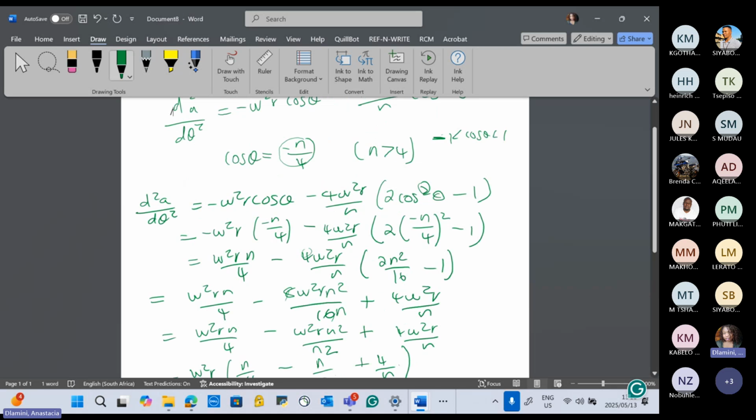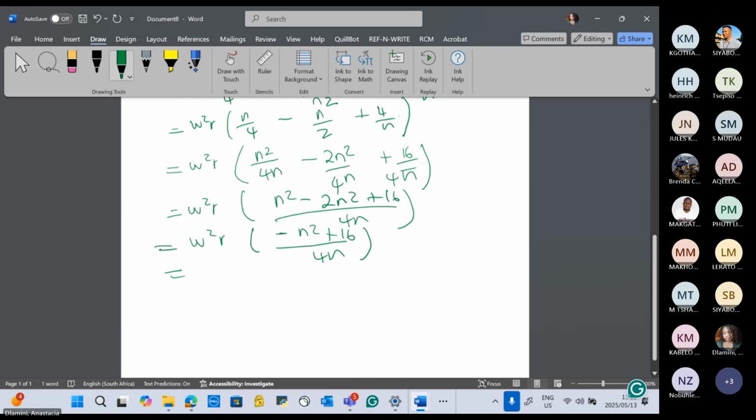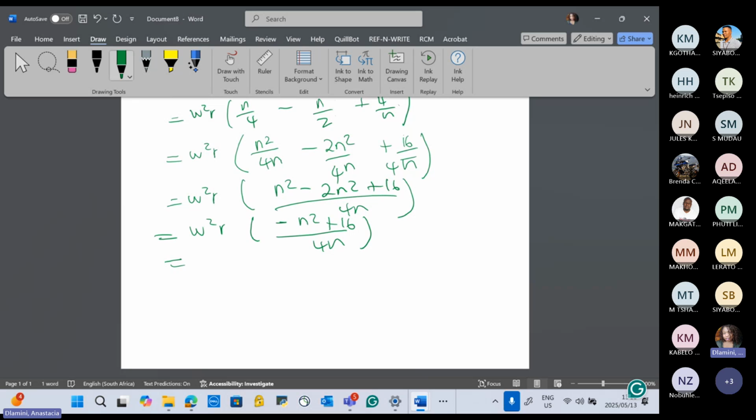Let's see if it's the same as the one in the textbook. Alrighty, so from the textbook, they took out the negative: w squared r, n squared minus 16 over 4n. And that's the answer. Did I miss anyone? Guys? You say, to the negative 2n squared. What happened to the negative 2n squared? Did we factorize further? No, it's n squared minus 2n squared, isn't it?